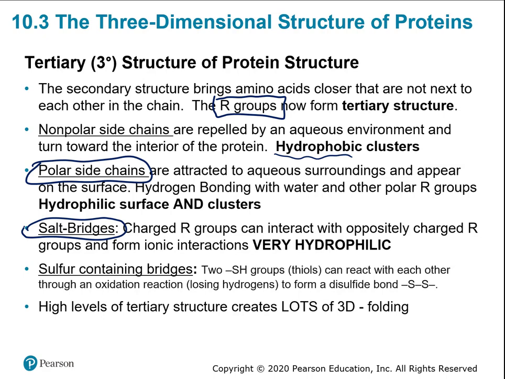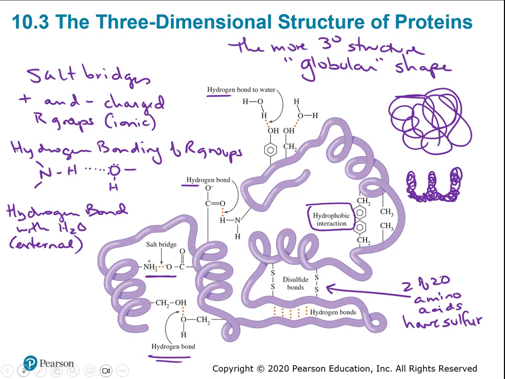So hydrophilic R groups are going to like to be around the outside, or they're going to cluster together because they're similar. So that's where this whole polarity thing comes into play. This gives you a lot more folding than just secondary. Secondary was just a coil or a pleated sheet. But now look, if we add the third level of structure together, now you get proteins that look like this.